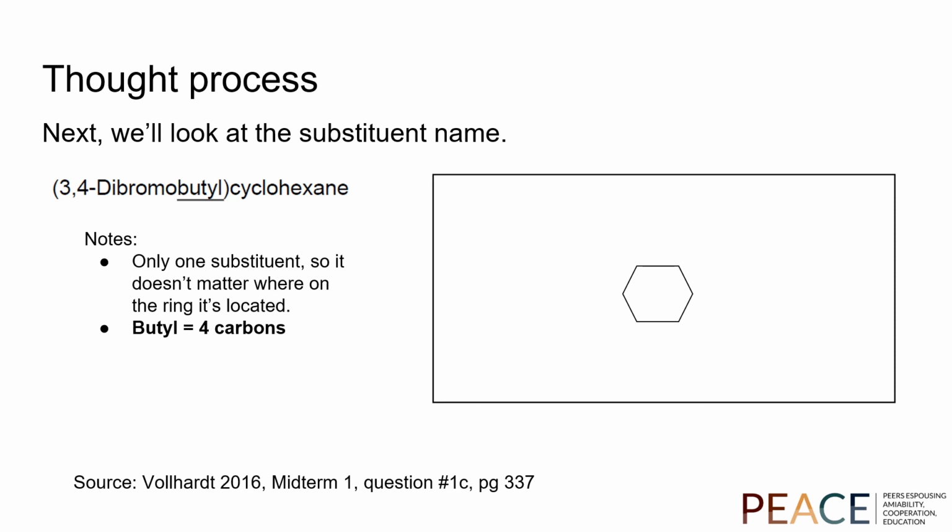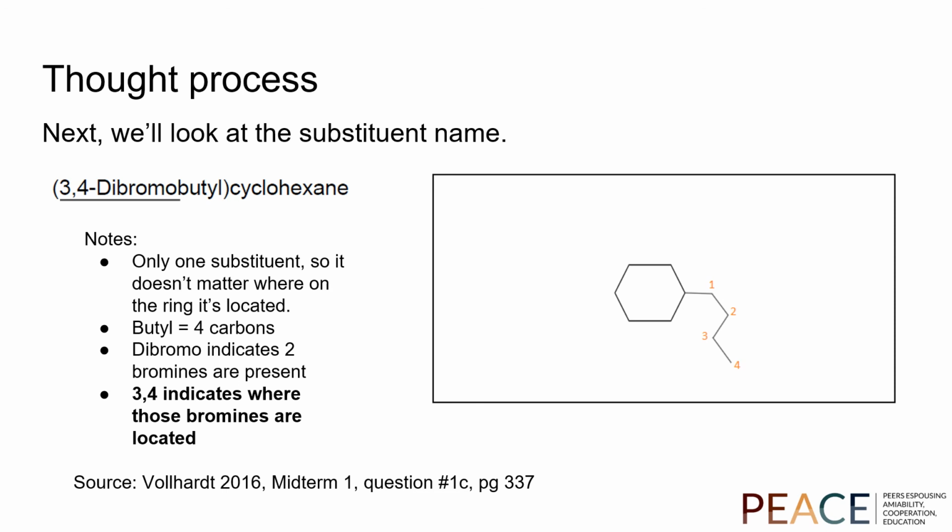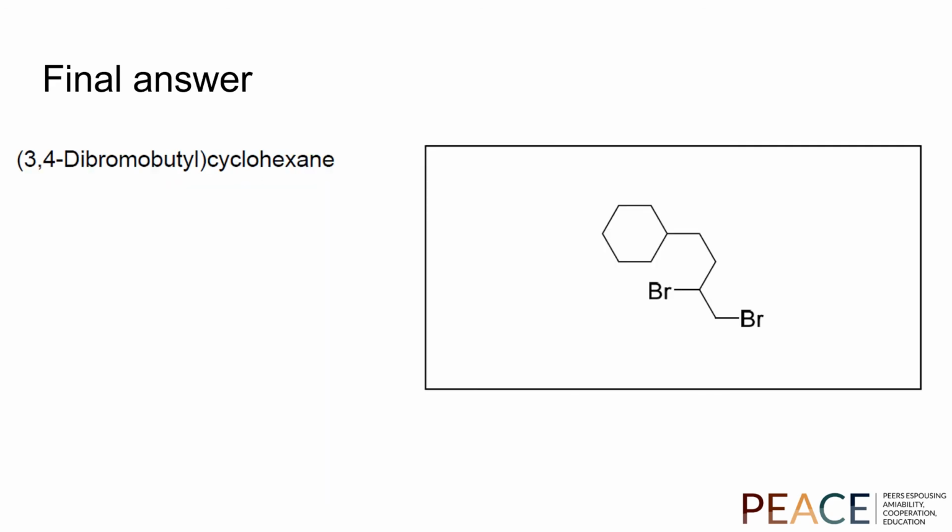This will be a special substituent since it is in parentheses and the butyl tells us that it has a base of 4 carbons. So let's draw that in. Attached to the butyl are 2 bromines, as indicated by the dibromo prefix. Where the bromines are specifically located is denoted by 3,4. Let's number our substituent starting from the point of attachment so we can determine where to put the bromine substituents. As always, pause this video and draw out what you think the answer is before resuming the video. The final answer is this structure right here.